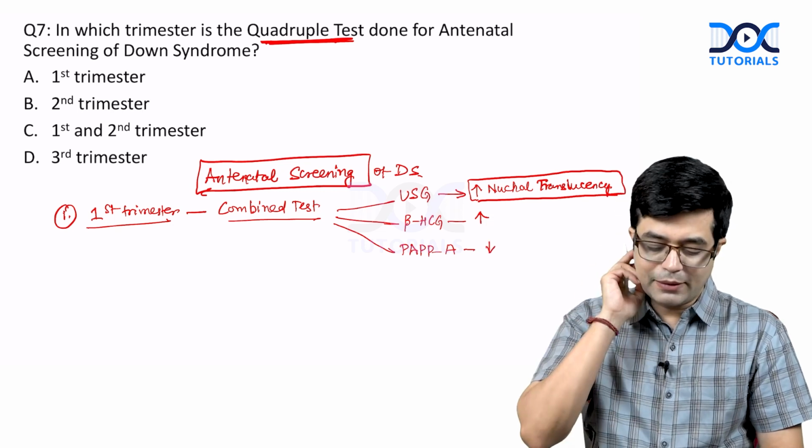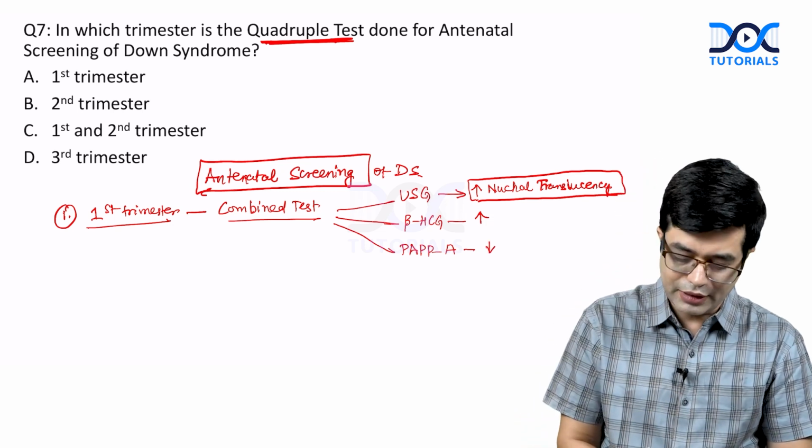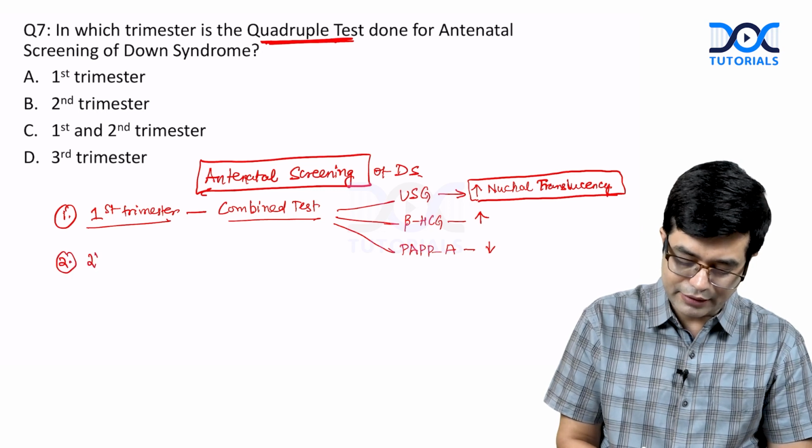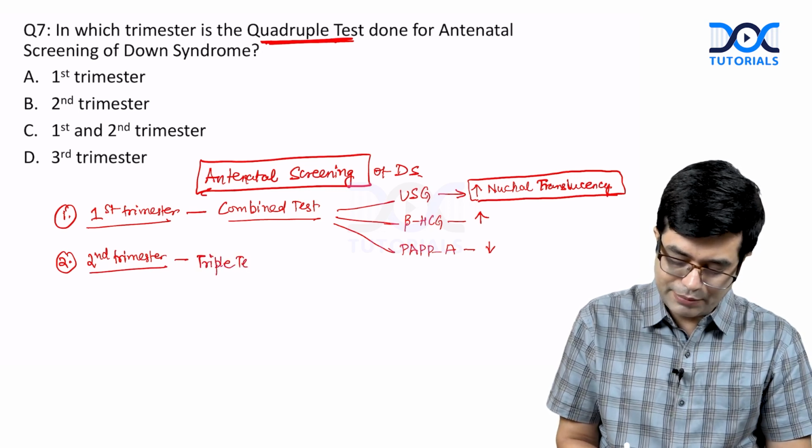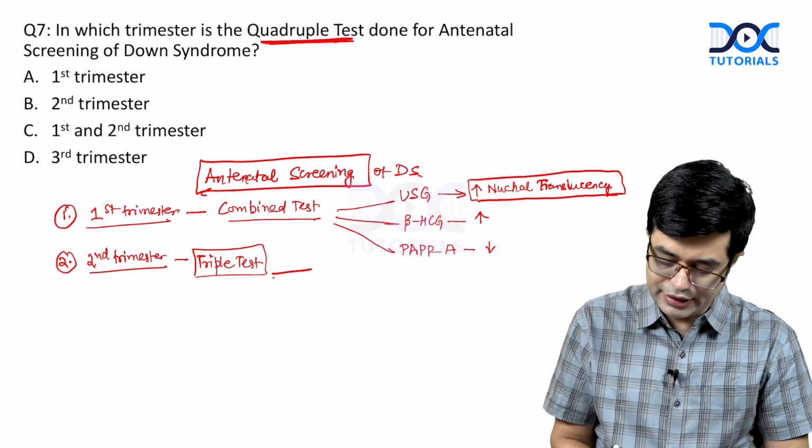So this is the combined test picture suggestive of Down syndrome. Then we do the second trimester screening. In second trimester, what do we do? We do a test known as triple test. What does triple test check for? It checks for 3 things.